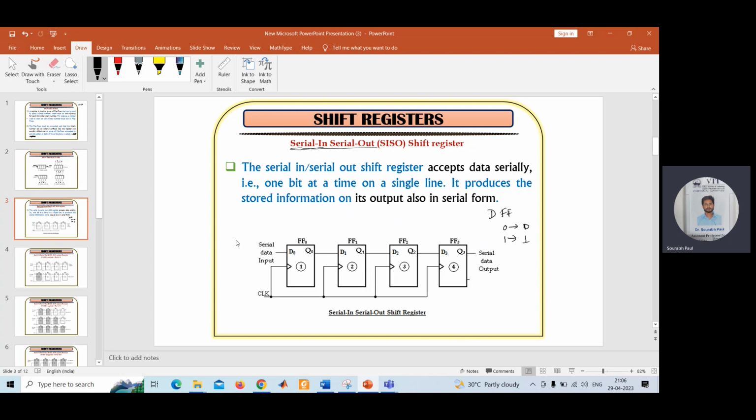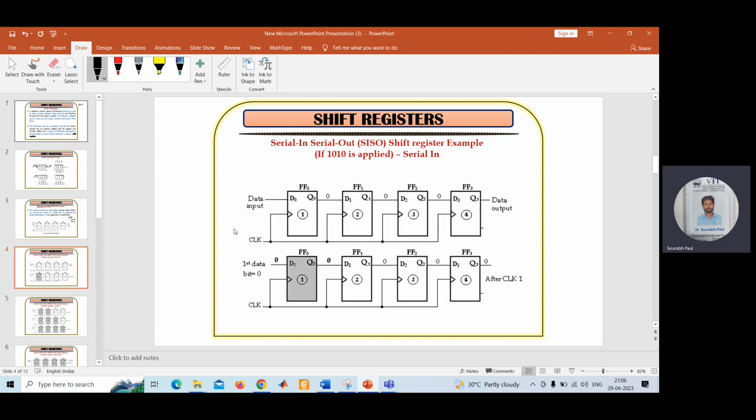Now suppose we can take one example. This is the example you can take. We want to transfer this particular data 1010. Okay, 1010, we need to transfer the data. Okay, we need to shift this data by using a serial-in serial-out register.